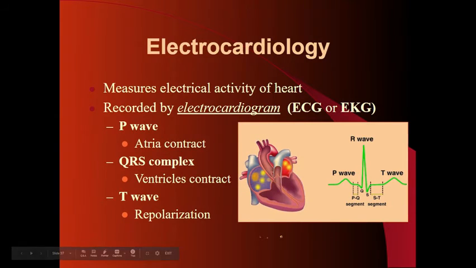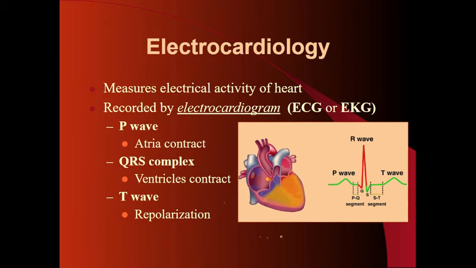We can measure the electrical activity of the heart with electrocardiology, and this is recorded with an electrocardiogram. This can be abbreviated ECG or EKG. In a normal ECG, we would see a P wave. That is when the atria are contracting. We then would see a QRS complex. That would be when the ventricles are contracting. And we would then see a T wave. That would be the repolarization period when the heart is getting ready for the next cardiac cycle.